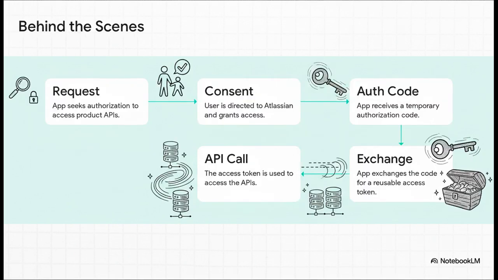But of course, behind the curtain, there's a lot more happening. So the app kicks things off by asking for authorization. You log in and say yes. But here's the really clever part. Atlassian doesn't just hand over the valet key right away. No. First, it gives the app something else, a temporary, single-use thing called an authorization code. The app then has to take that code and go back to Atlassian to trade it in for the actual key, which is the access token.